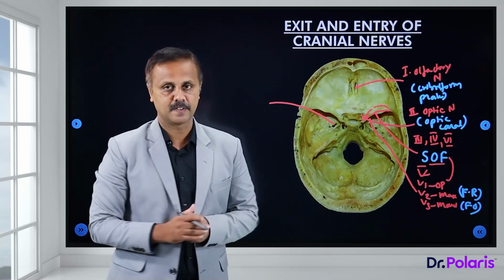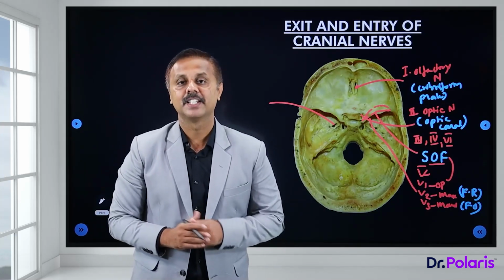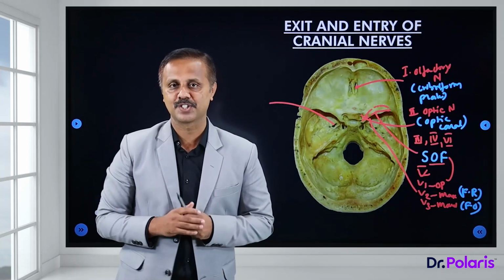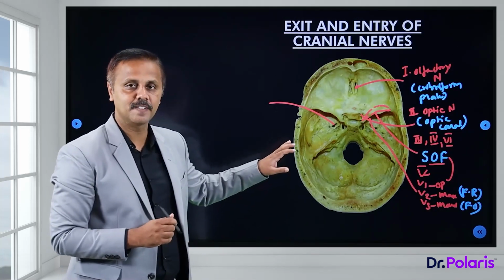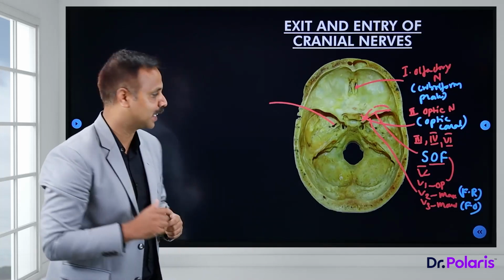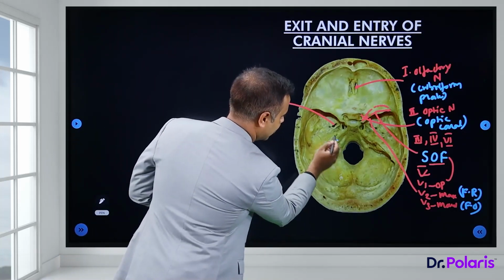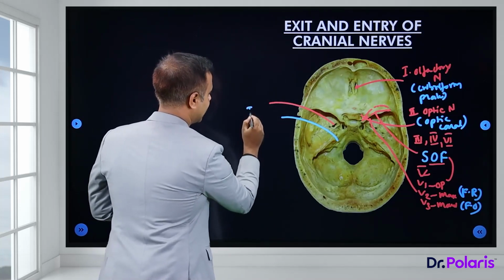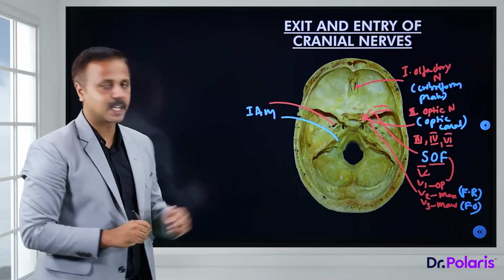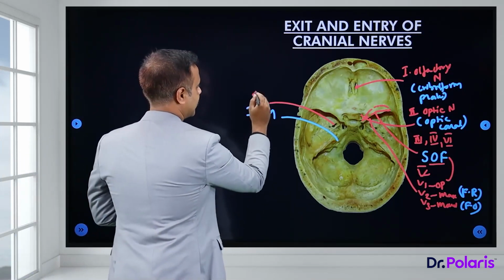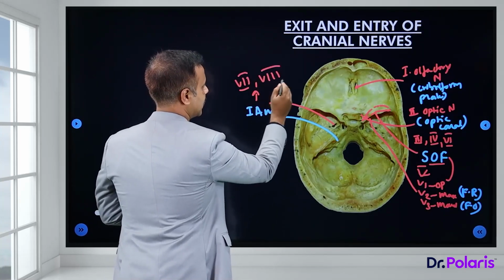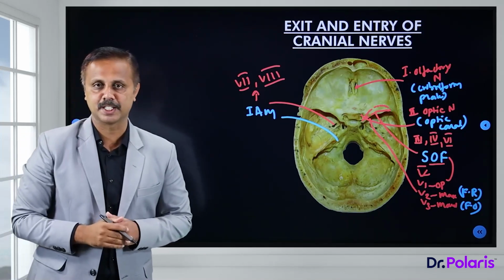Then, which is the next nerve? The next nerve we have is the 7th cranial nerve. Which is the 7th cranial nerve? The 7th cranial nerve is the facial nerve. So, how exactly will the facial nerve enter or leave the skull? Now, regarding the facial nerve, there is a peculiarity. Let's try to learn. Now, we have a foramen here, and this foramen is referred to as the internal acoustic meatus. Right? The internal acoustic meatus will allow for the passage of the 7th cranial nerve as well as the 8th cranial nerve. That is facial nerve and vestibulocochlear nerve.